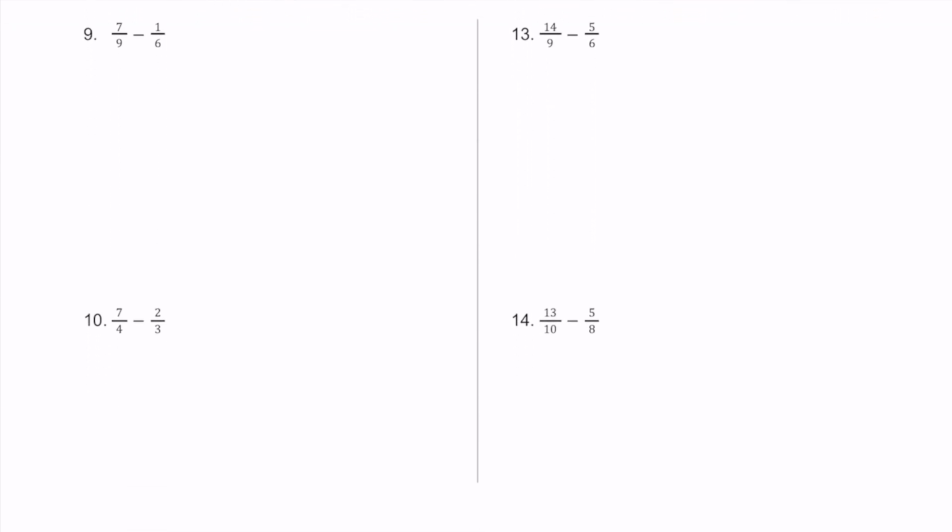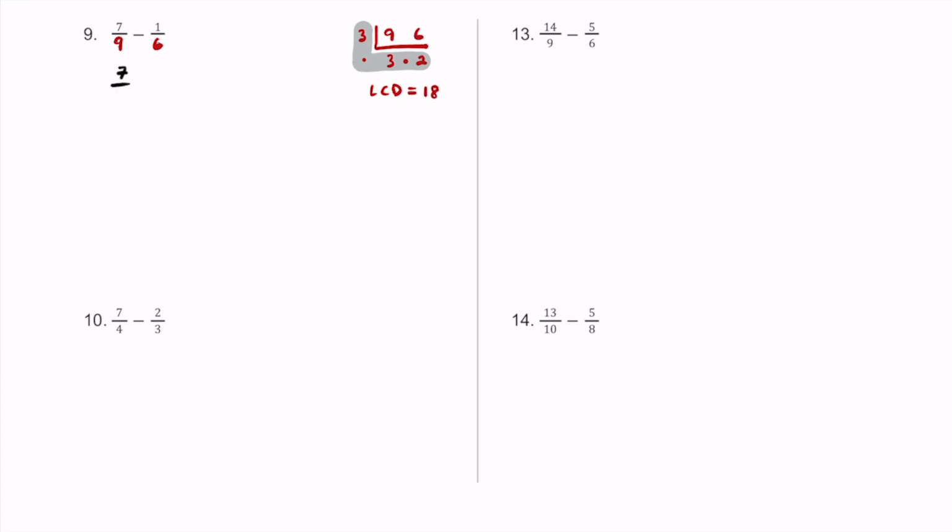Here's number 9. All right, for number 9, we have the fractions 7/9 and 1/6. Let's see when 9 and 6 meet for the first time. 9 and 6 have a common factor of 3, so let's put that on the outside here. 3 times 3 is 9, and 3 times 2 is 6. And I think 3 and 2 are relatively prime, so we can stop. On the outside, 3 times 3 is 9, 9 times 2 is 18. So the first time 9 and 6 meet is going to be at 18.